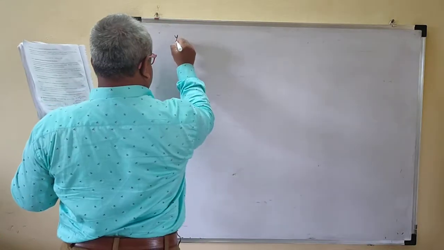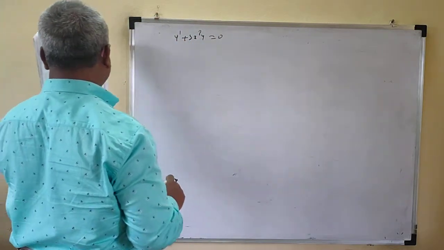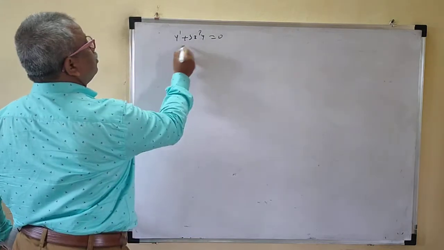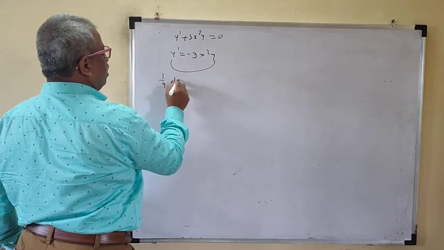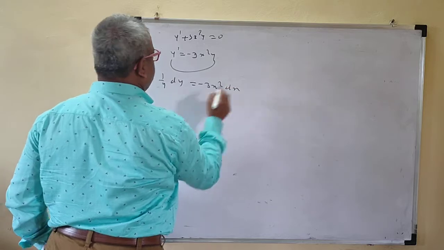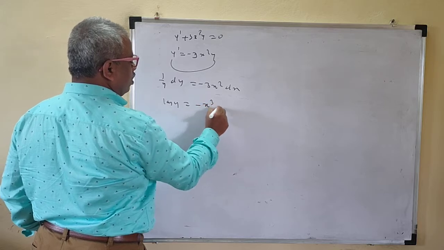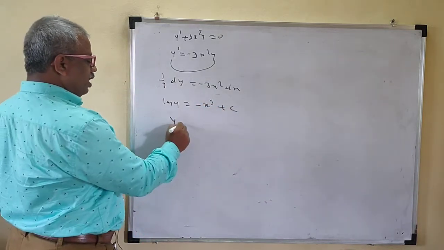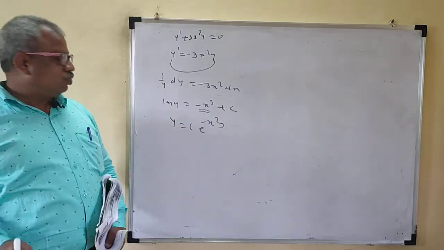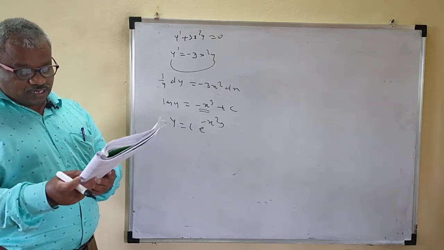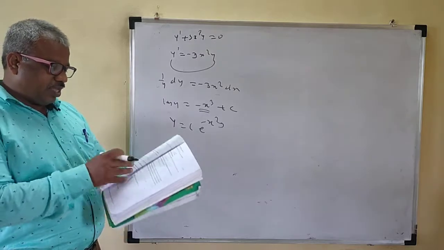Okay. So y prime plus 3x square y is equal to 0, suppose. So what is there then? y prime is equal to minus 3x square y. Just shift y here. So 1 by y dy is equal to minus 3x square dx. So this is what then? Log y is equal to minus x cube plus c. Then if you write it, y is equal to C raised to minus x cube. This will be your solution, the general solution of this differential equation. I hope that you understand all the things. Such a type of problem may be there.